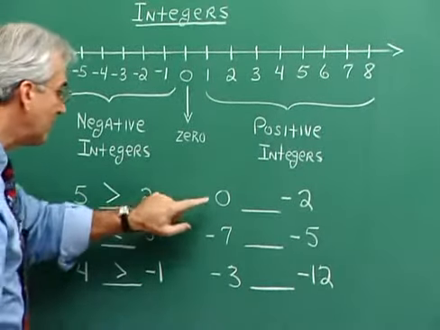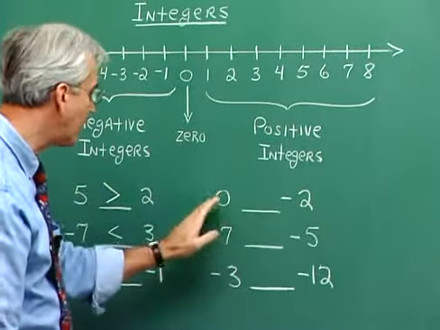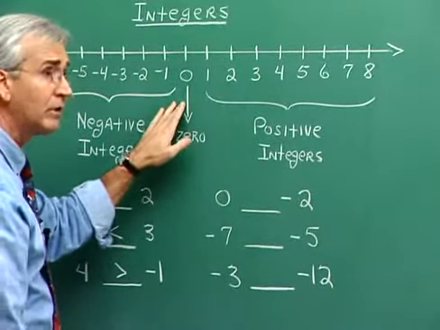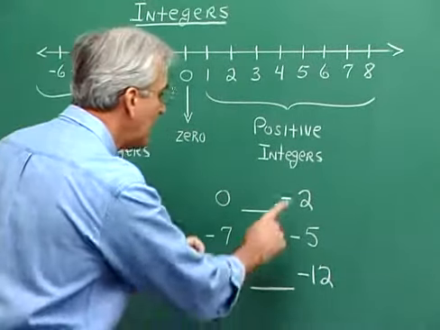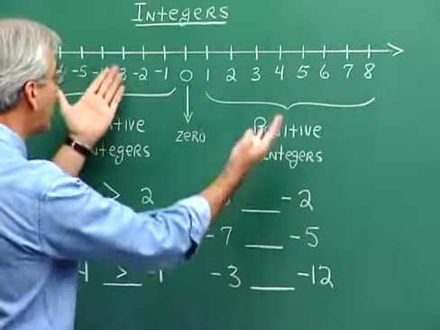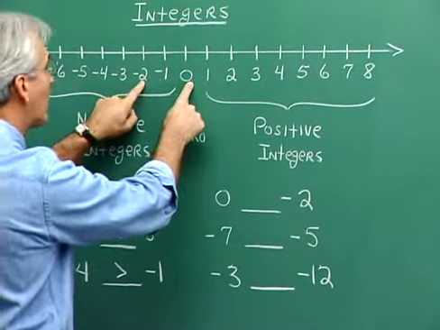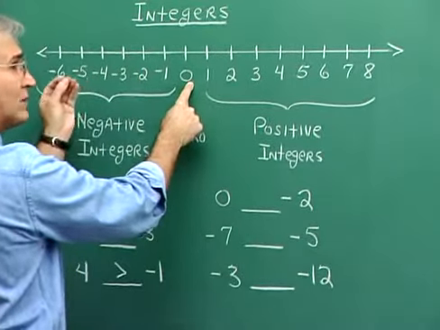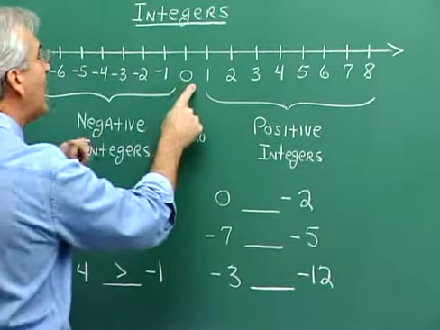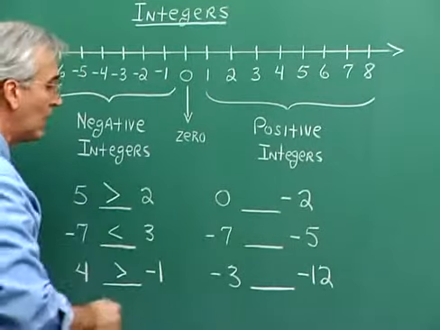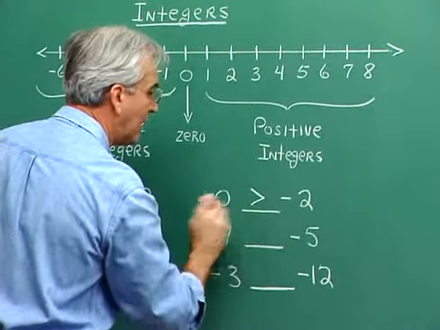Now, what about these? 0 and -2. 0, remember, was right in the middle between the positive and negative numbers. -2 then would lie to the left, and we can see it up here on the number line. -2 lies to the left of 0, so -2 is less than 0, or we could say that 0 is greater than -2. 0 is greater than -2.